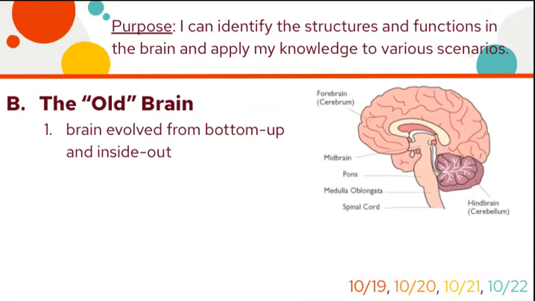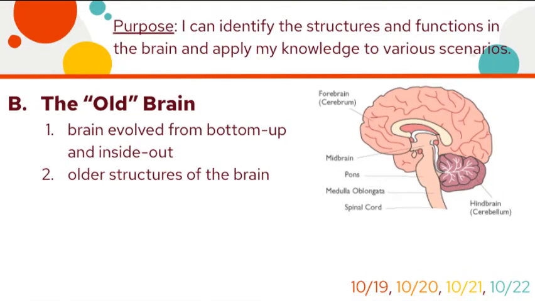So, one thing to know is that the brain evolved from the bottom up and inside out. So, like in the video that we had watched before, looking at the parts that we share with animals, we're going to see how we really have that hindbrain and midbrain, and that our forebrain is really different than animals. Okay, so again, when we look at the old brain, it's the older structures of the brain.